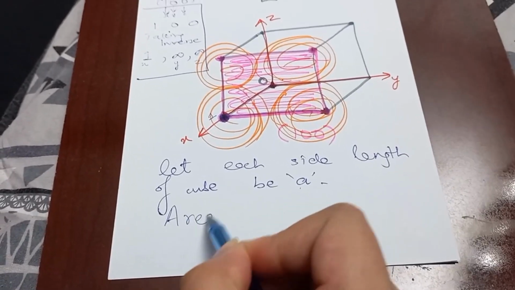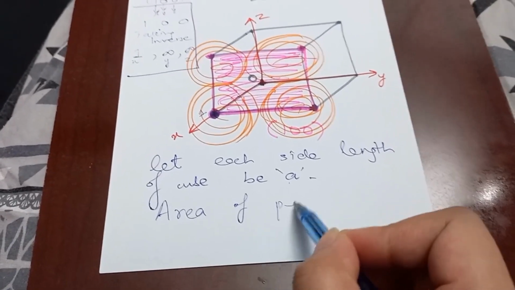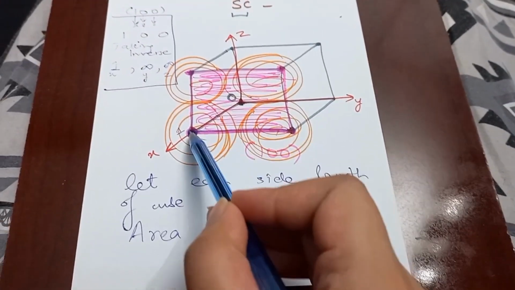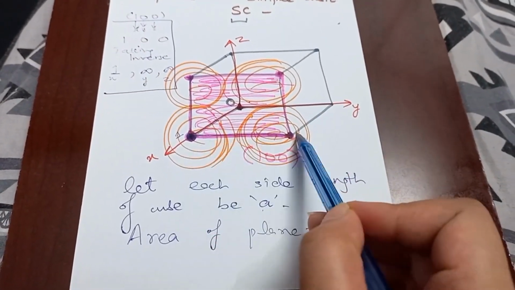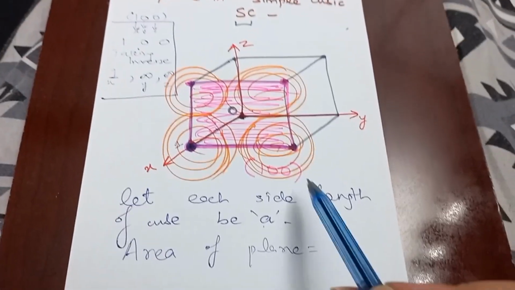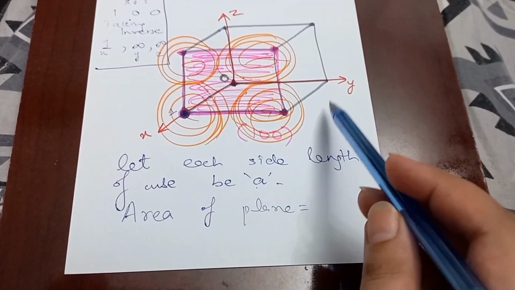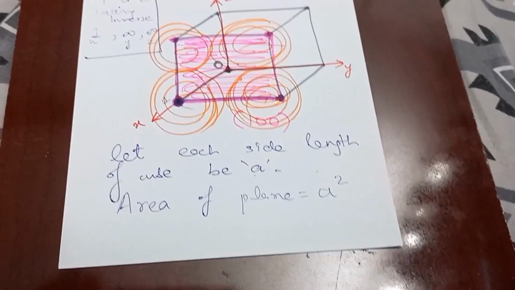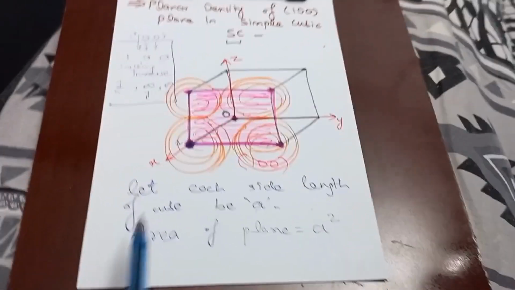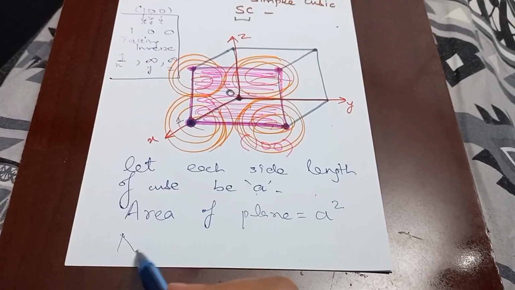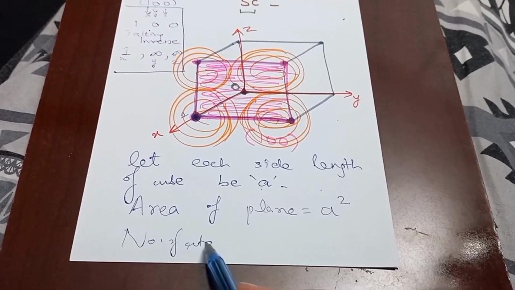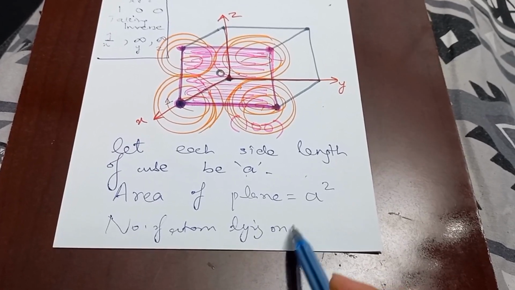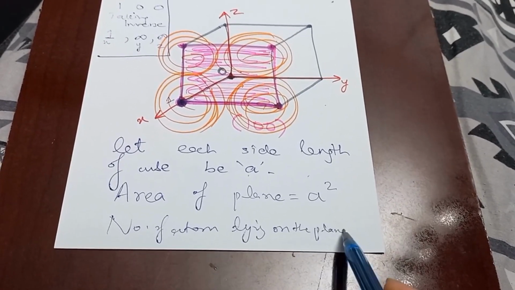First of all, let's write the formula for the area of the plane, which is quite simple. This length multiplied by this length, since they are two, it's a square now. That is why in a square the area is equal to a square. That's really simple. And now let's calculate the number of atoms lying on the plane. Let the number of atoms lying on the plane be equal to capital N.